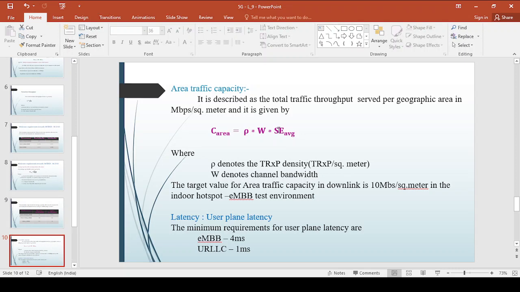Again I am discussing what area traffic capacity is. In a particular geographic area, whatever the total traffic throughput that is being served in that area, we call it area traffic capacity.